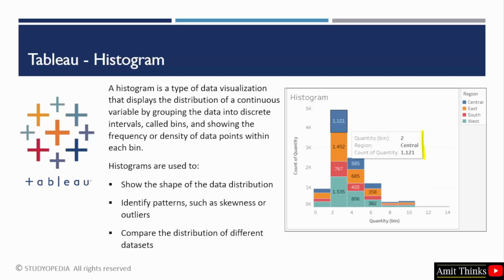Now you would be wondering what a bin is. Consider a bin in a histogram as a range of values that is used to group a set of continuous data points. Each bin represents an interval of the data, and the histogram shows the frequency of data points that fall within each interval. Consider a bin as a bucket. Each bin covers a specific range of values. Let's say you are creating a histogram of test scores. One bin might cover scores from 70 to 79, another from 80 to 89 and so on.